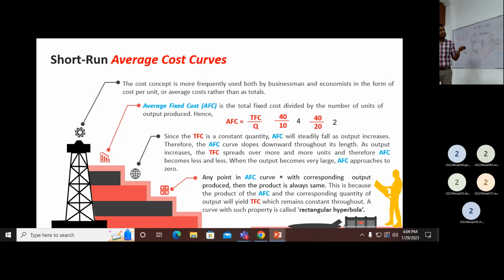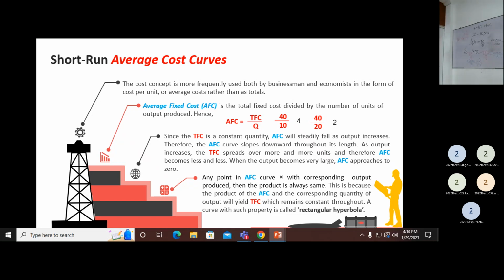Yes, good. Now here this cost is fixed anyway, but the quantity is increasing. So simply this much of a cost is being distributed among this many units. Accordingly, the average fixed cost is reducing. Since the total fixed cost is a constant quantity, average fixed cost will steadily fall as output increases. Therefore, the average fixed cost curve slopes downward throughout its length. As output increases, the total fixed cost spreads over more and more units, and therefore AFC becomes less and less. This cost does not change, but the output changes. Accordingly, the answer is lower and lower.